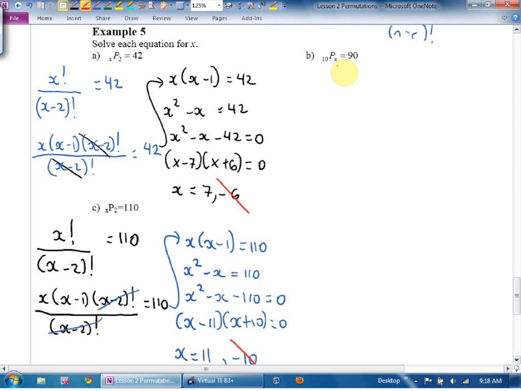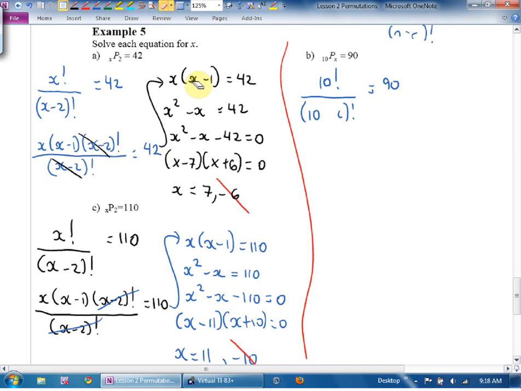I'm still going to expand this by saying, well, 10Px, that's n factorial all over n minus r factorial. This is going to be 10 factorial all over 10 minus x factorial. That equals 90. And there's a problem because there is no mathematical skill available that can multiply the exclamation point into there. So you cannot pull stuff out of a factorial. You can only expand it by going one less, one less, one less. And what's one less than 10 minus x? Well, I guess 10 minus x minus 1, but that doesn't help me much because that gets even yuckier.